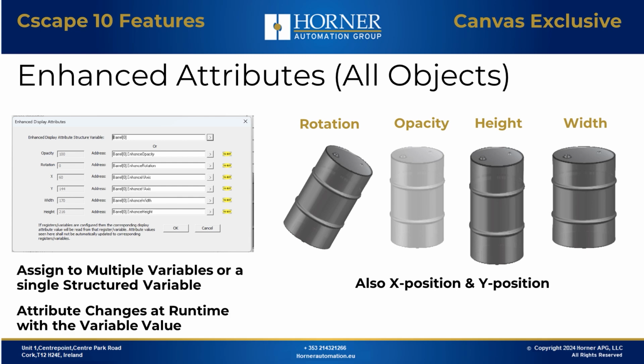Enhanced attributes can be modified at runtime and include options such as the X position and Y position on the screen of an object, the rotation of an object, its opacity on a 0 to 100% opacity scale, and the width of an object. You can either assign individual variables to these individual attributes if you only wish to change one attribute, for example, or if you are going to be manipulating multiple of these attributes, you can assign a structure-based variable so that you can quickly and easily access all of those attributes with just assigning a single variable.